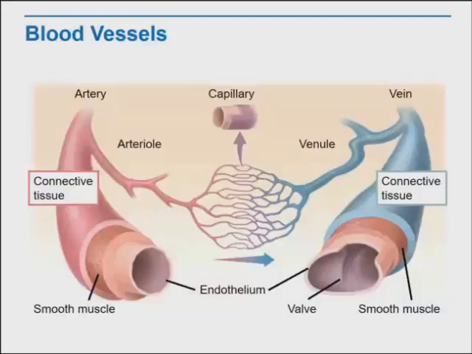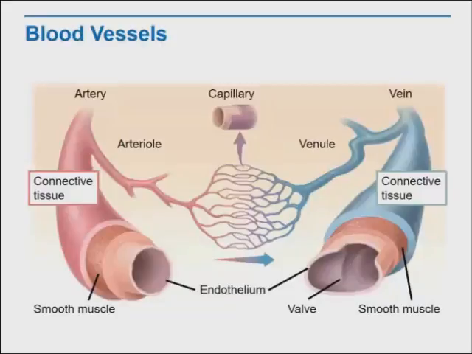The smallest blood vessels are the capillaries. Most capillaries are so narrow that blood cells pass through them in single file. Their thin walls allow oxygen and nutrients to diffuse from blood into tissues and allow carbon dioxide and other waste products to move from tissues into the blood.